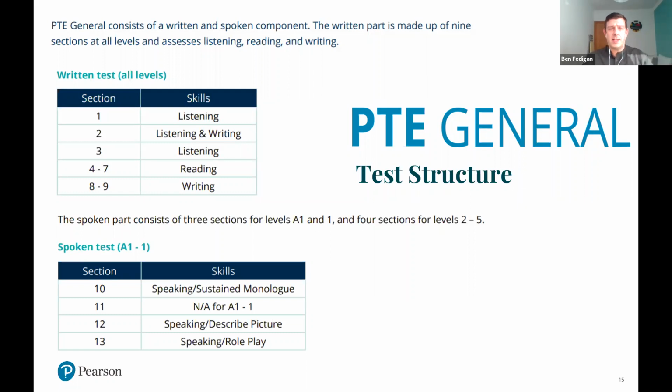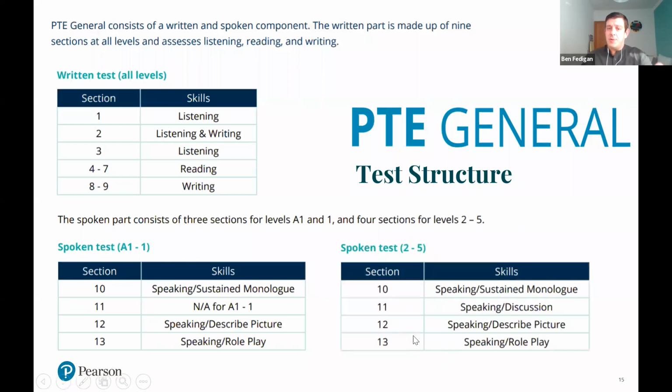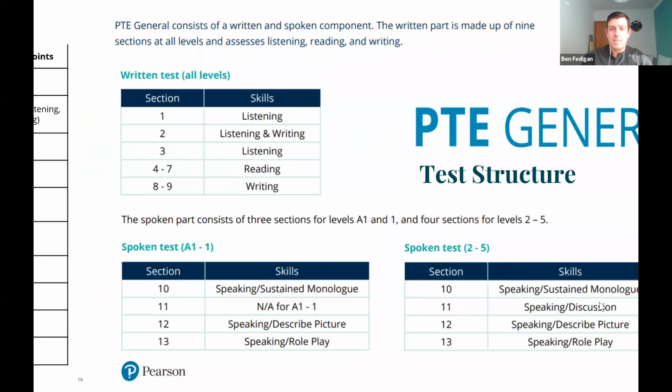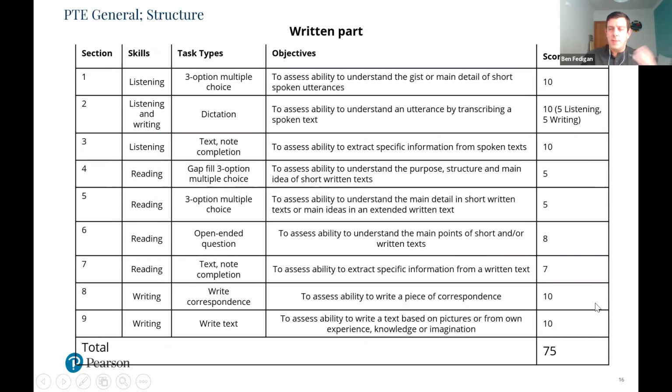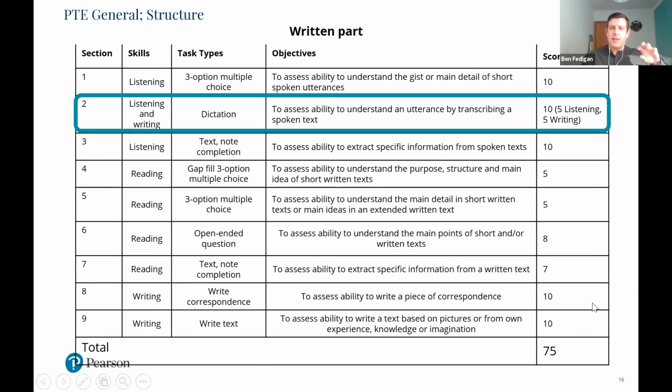So for levels A1 to 1, you can see here section 11 is not applicable. But when we go 2 to 5, so B1 up to C2, we see that this is speaking and discussion. So I mentioned before some of those different things. We've got the task types here, so 3 option multiple choice. The next one is what I mentioned before about listening into writing.